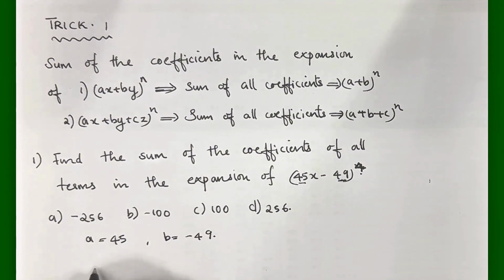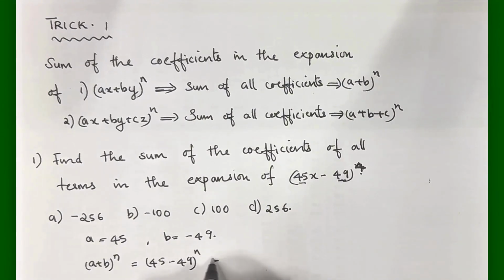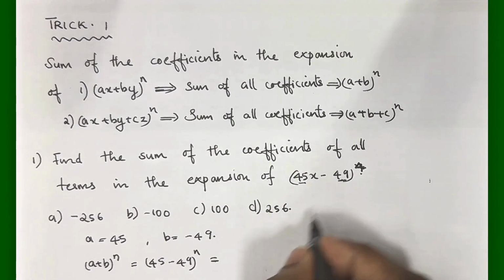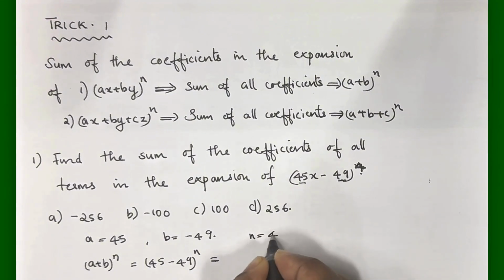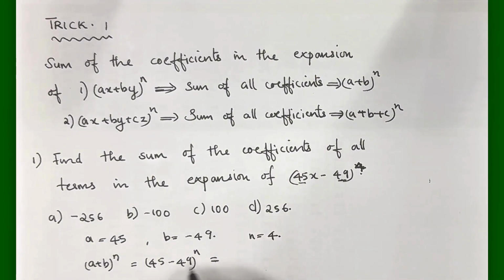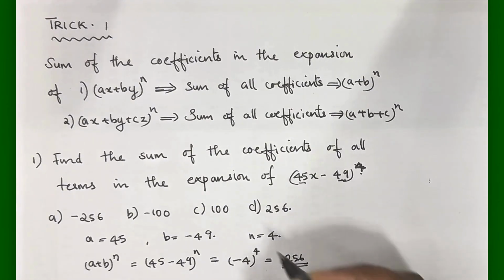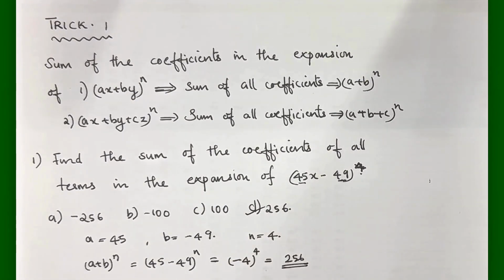Now calculate (a + b)^n. That is, (a + b)^n is equal to (45 - 49)^n. Here, from the expression, we can see n is equal to 4. That is equal to (45 - 49), which is (-4)^4. That is equal to 256. Option D, 256, will be the correct answer.